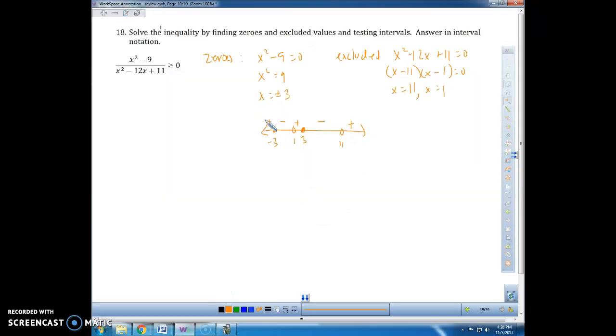So this is what the graph is doing. It's above, below, above, below, above. So we're looking for where are you greater than or equal to 0, as in where are you positive. So our regions of interest are going to be here, and here, and here. And so writing that in interval notation, starting from the left, negative infinity until negative 3, filled in, we're going to have a bracket. And then we have from 1 until 3. 1 was excluded, that's why it's a parenthesis. 3 is a 0, so it's a bracket, filled in.